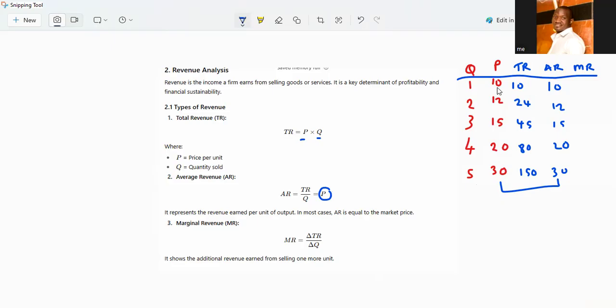Then marginal revenue is the additional units on total revenue. So this minus that over this minus that. This one is a dash. 24 minus 10 is 14 over 1. So there are ones throughout here. But 45 minus 24 is 21. 80 minus 45 is 35. 150 minus 80 is 70. So this is the marginal revenue, the additional revenue that we're getting.